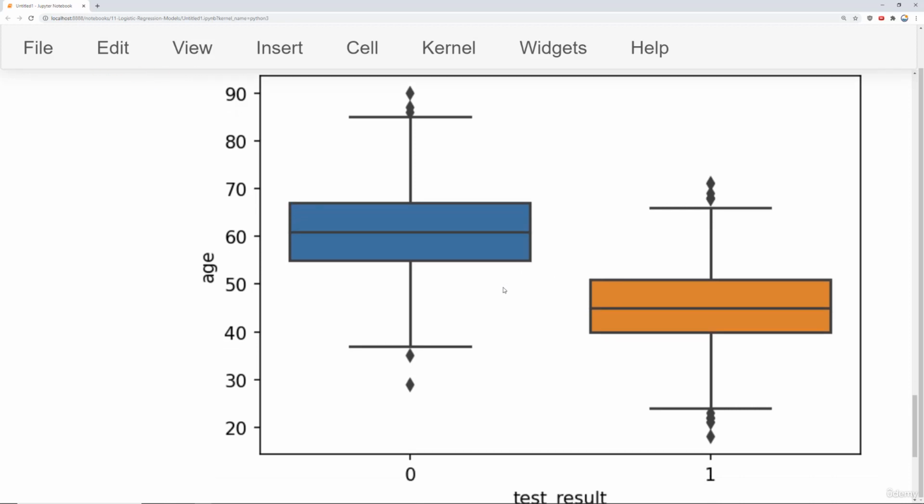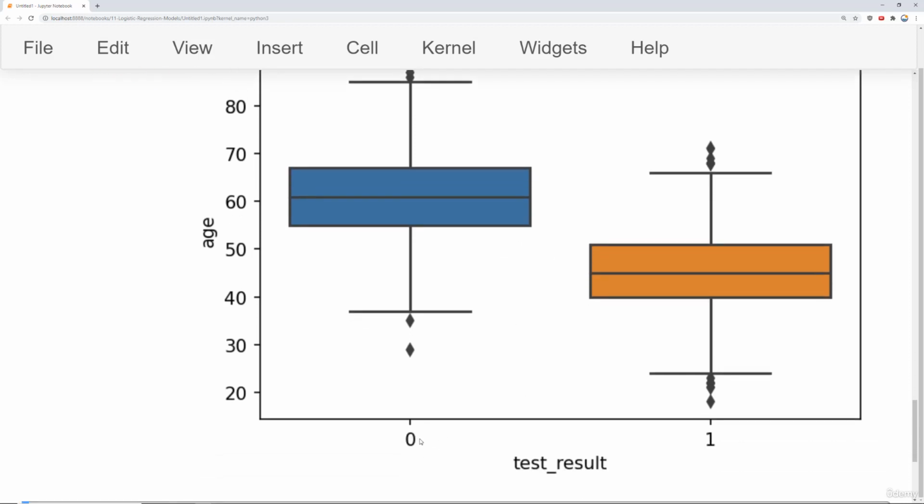What this is showing you is that people who do not pass the test, that is a 0, tend to be older than people who do pass the test. And in general, that makes sense. It makes sense that the older you get, the less likely you're going to be able to hear those high-pitched values. Let's see if there's a relationship between that physical score.